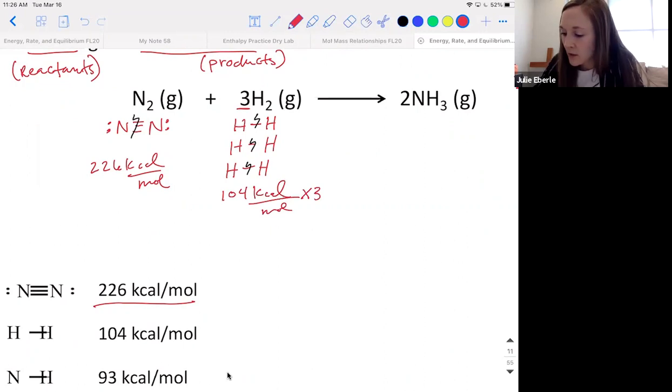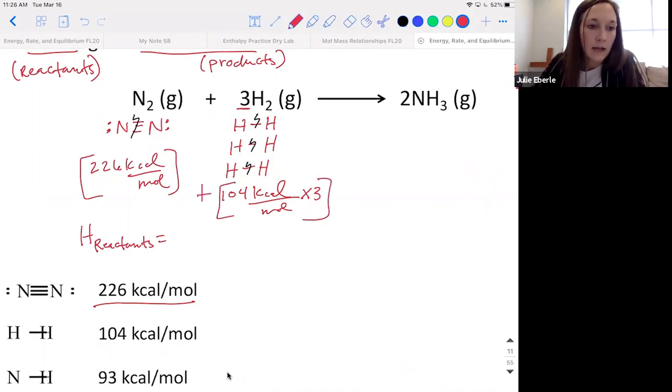So the sum total, I'm going to call this the enthalpy of the reactants. What does that equal? It's going to be this number plus that. Haley said she got 538 kcal per mole. Okay. Then on the product side, so everybody good with what we just did on the reactant side? Give me a thumbs down if you're not.